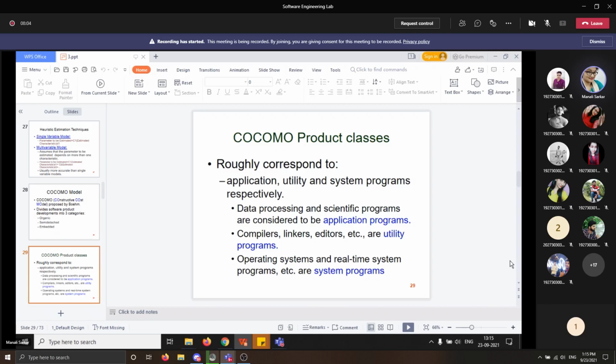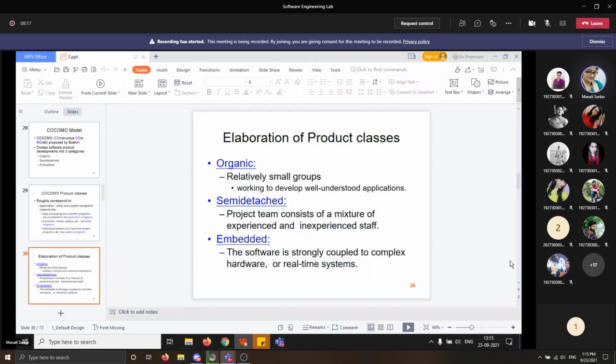Okay. So Boehm defines organic, semi-detached, and embedded products as we see here. First one is organic. What is organic? We can consider a development project to be of organic type if the project deals with developing a well understood application, the size of the development team is reasonably small, and the team members are experienced in developing similar types of projects. Okay. Next comes semi-detached.